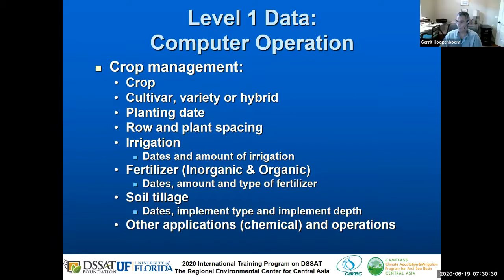We need to know plant densities. We need a number of plants per meter square or a number of plants per hectare, and it also includes the row and plant spacing.